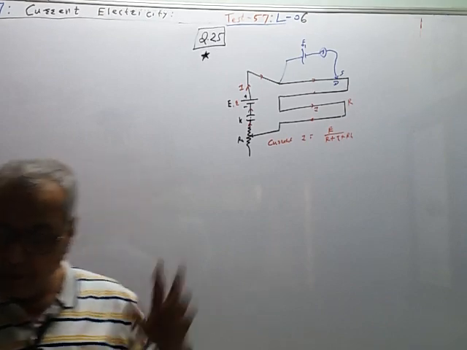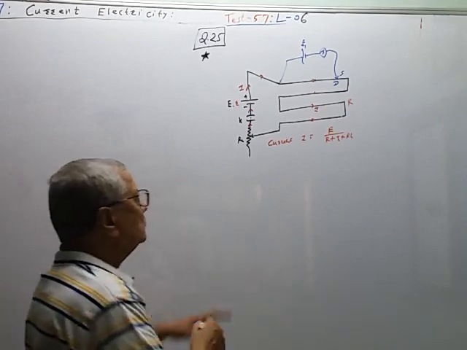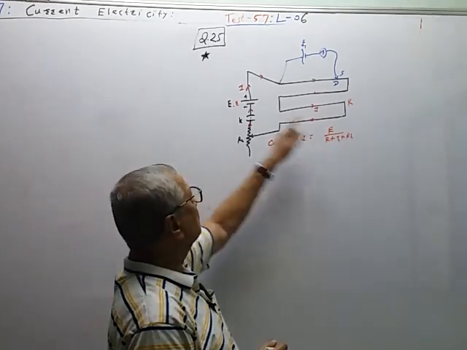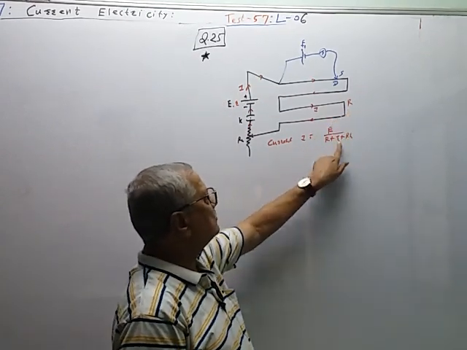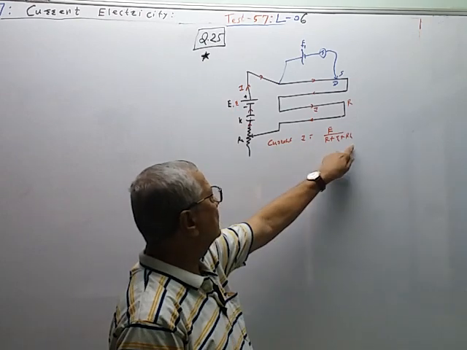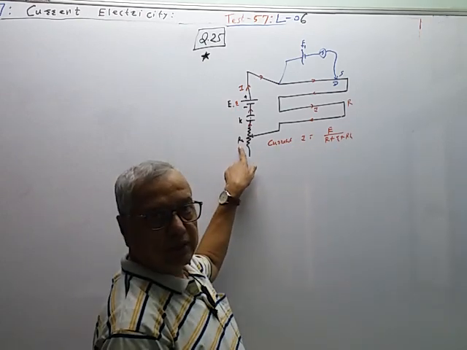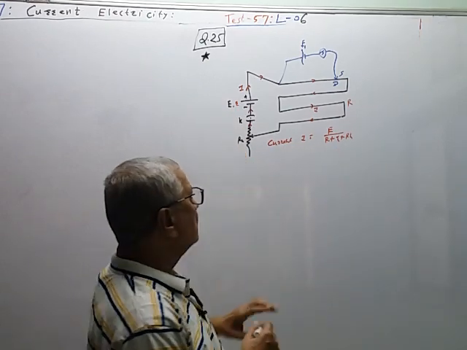The circuit arrangement we have already done. So, the value of current is given like this. E is equal to the EMF of the driver cell, R is the resistance of the wire, small r is the internal resistance of the cell, and R is equal to the rheostat resistance.